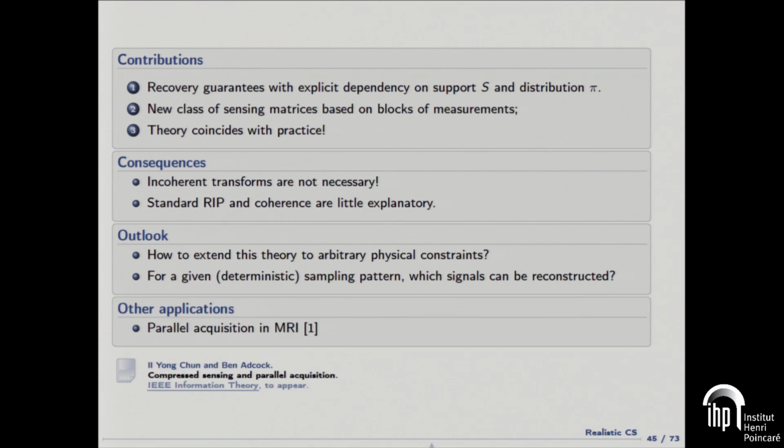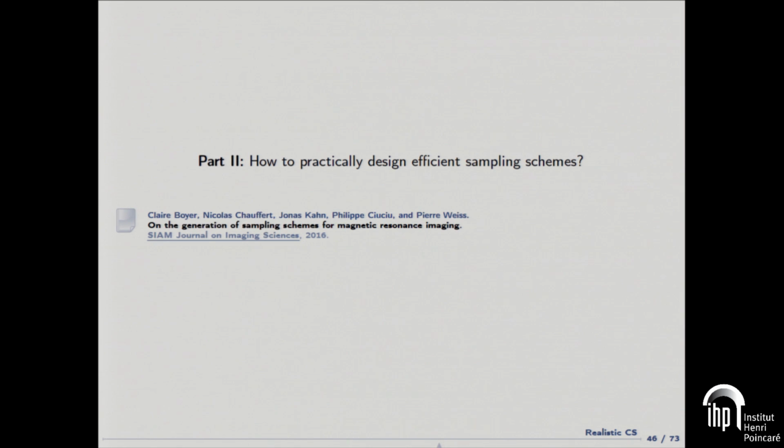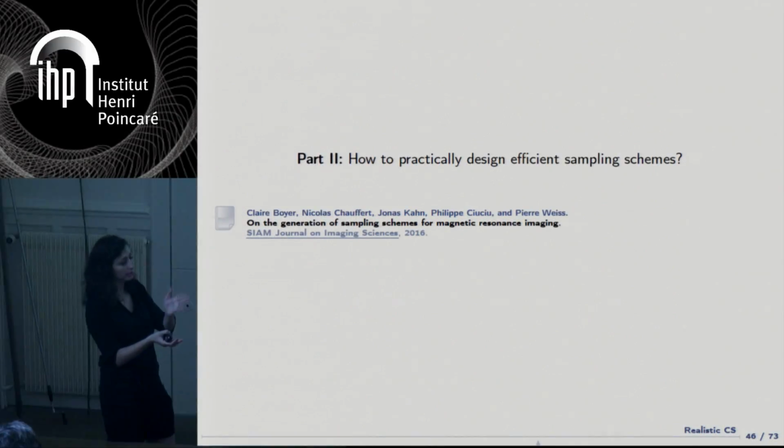There are also other applications that I didn't mention, such as parallel MRI, and this has been done by Ben Adcock and his postdoc. So now I'm happy, because I have theoretically justified why I can structure the acquisition.